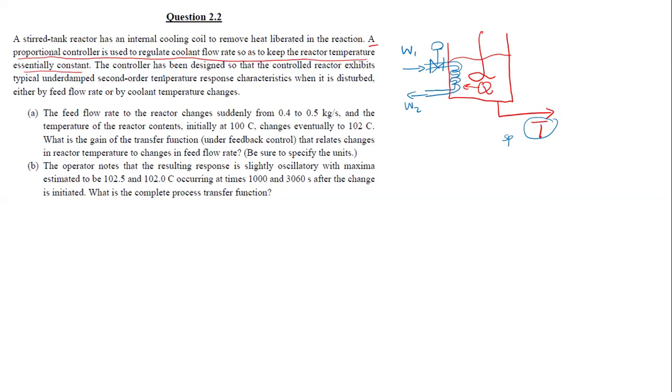Now, they say to us, the controller has been designed so that the controlled reactor exhibits a typical underdamped second-order temperature response characteristic when it is disturbed either by the feed flow rate or by the coolant temperature changes, just like how I've explained over here. This statement on how we're going to regulate the temperature and so forth is just explained over here.